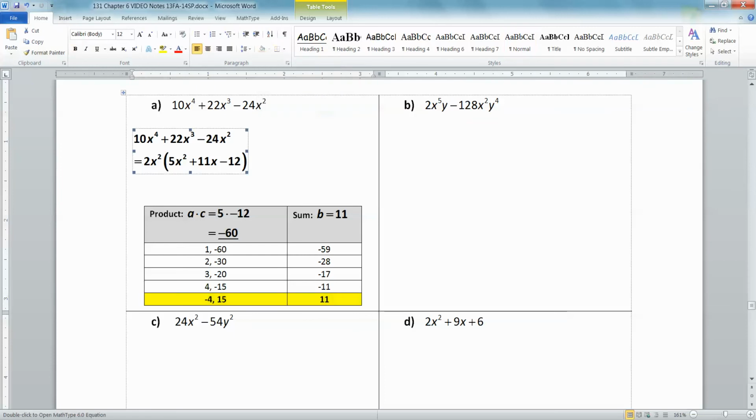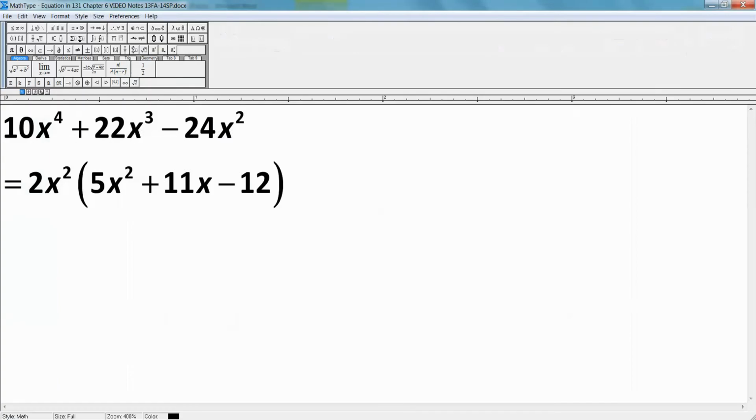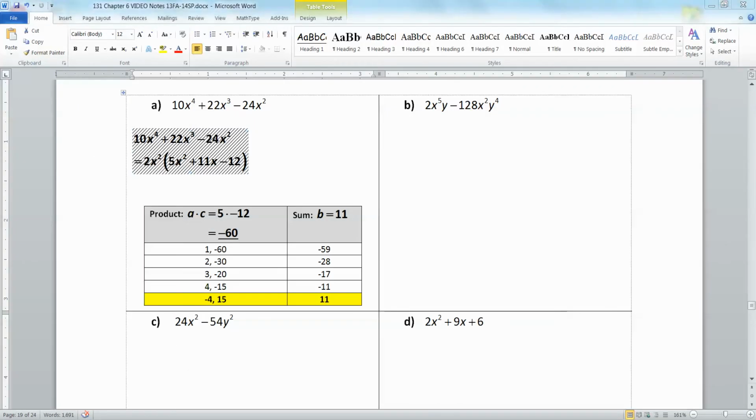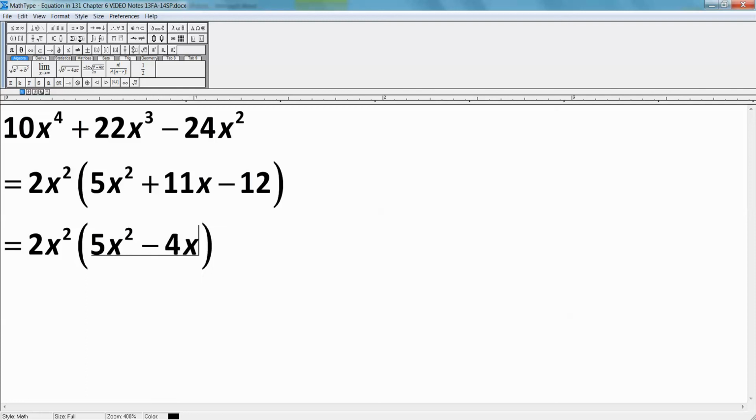Let me highlight it. So what I'm going to do with that is go up here and break up this 11x into that combo. So it's going to be equal to 2x squared times 5x squared. Instead of plus 11x, I'm going to write minus 4x plus 15x minus 12. Now it's factoring by grouping.